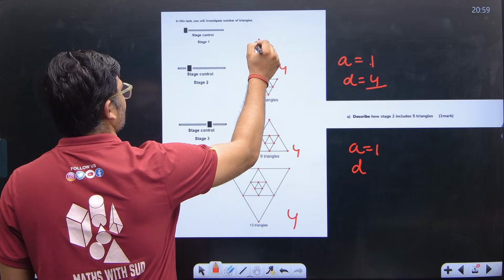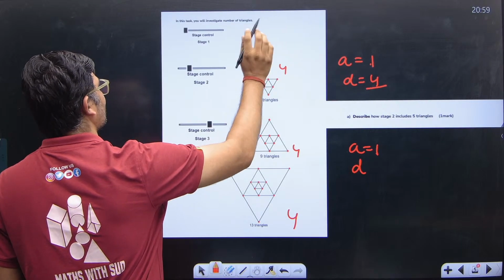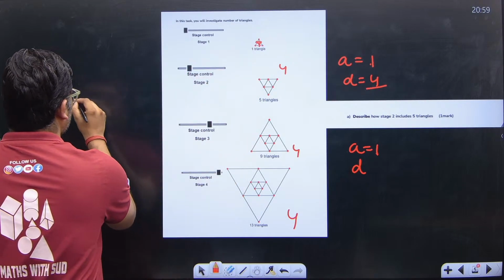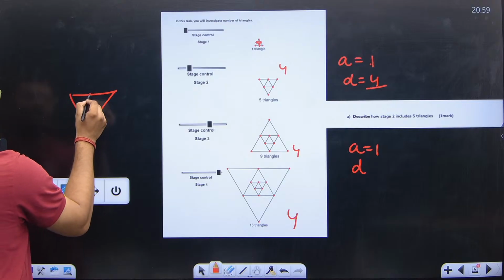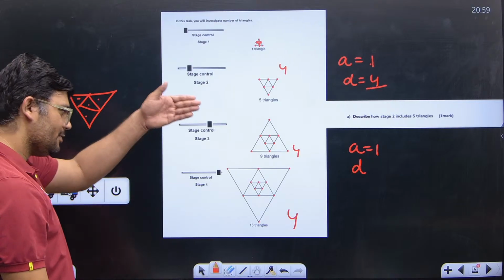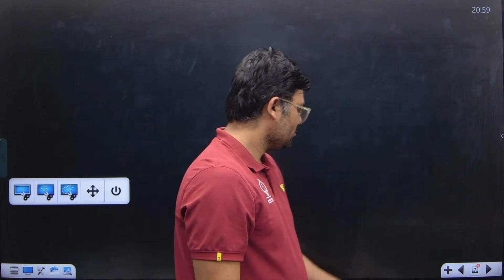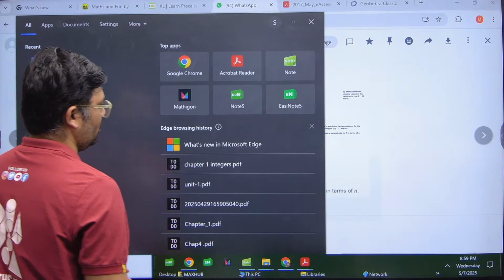Yes, sir. So you are getting 4 more triangles. One was already there, 4 more. So a triangle has got 3 sides. So if you join all the 3 midpoints, you will get 4 triangles. So that's why 4 is increasing. So you understood the pattern now? Yeah. Good one.